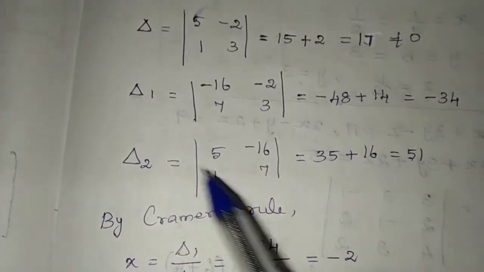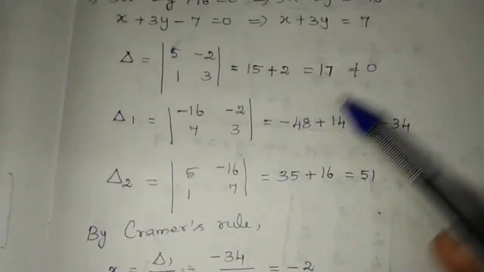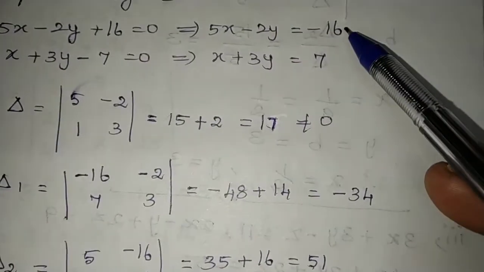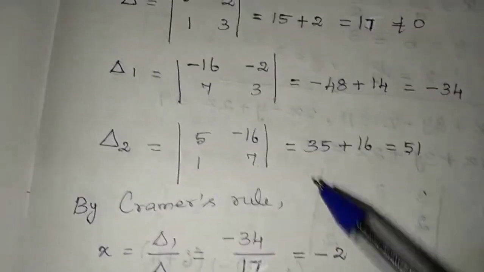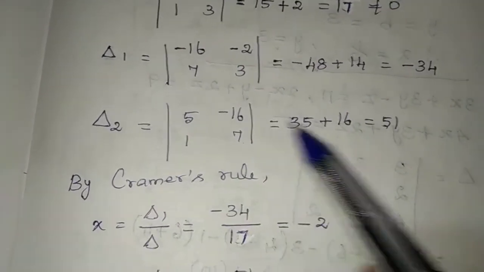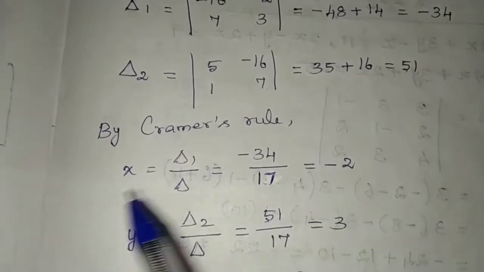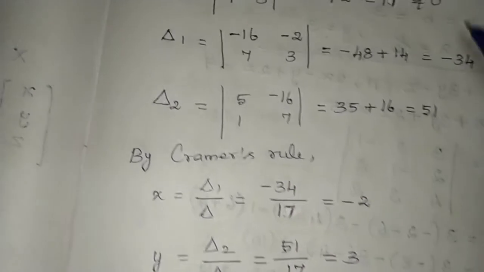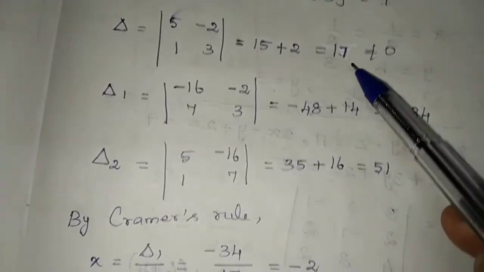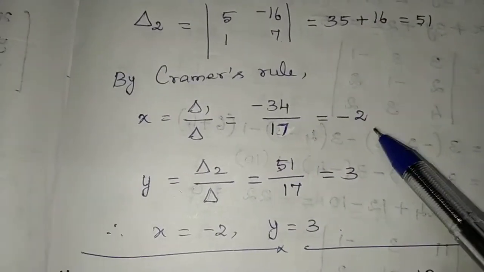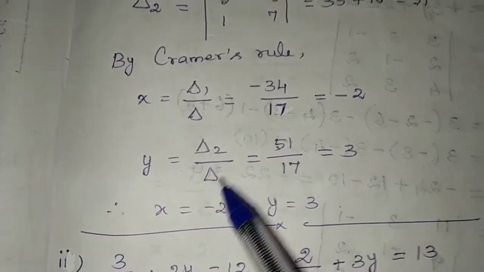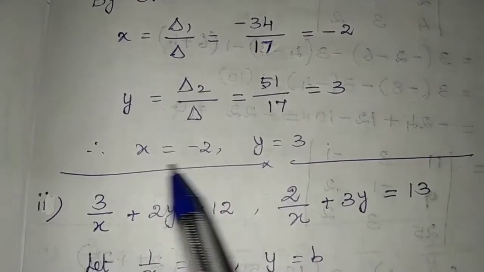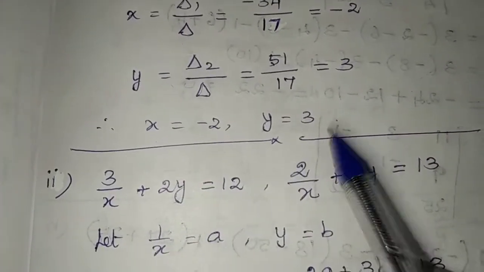Delta 2 equal to, write the first column and leave the second column and write the constants minus 16, 7. Okay, simplify. 35 plus 16 equal to 51. By Cramer's rule, x equal to delta 1 by delta. Delta 1 minus 34 by 17, cancel, minus 2. y equal to delta 2 by delta, that is 51 by 17 equal to 3. Therefore, we get x equal to minus 2, y equal to 3.